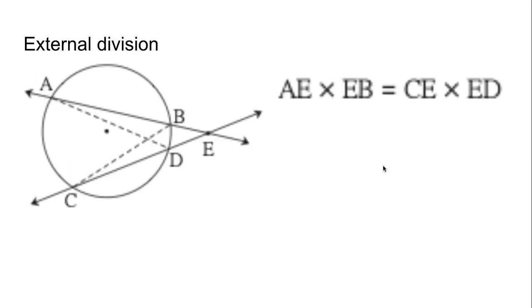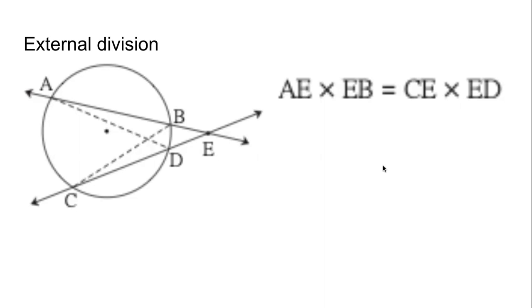What happens if the chords intersect each other outside the circle? This situation is called external division. External division. And the same thing happens. AE into BE equals CE into DE. It's the same thing. And why does that happen?